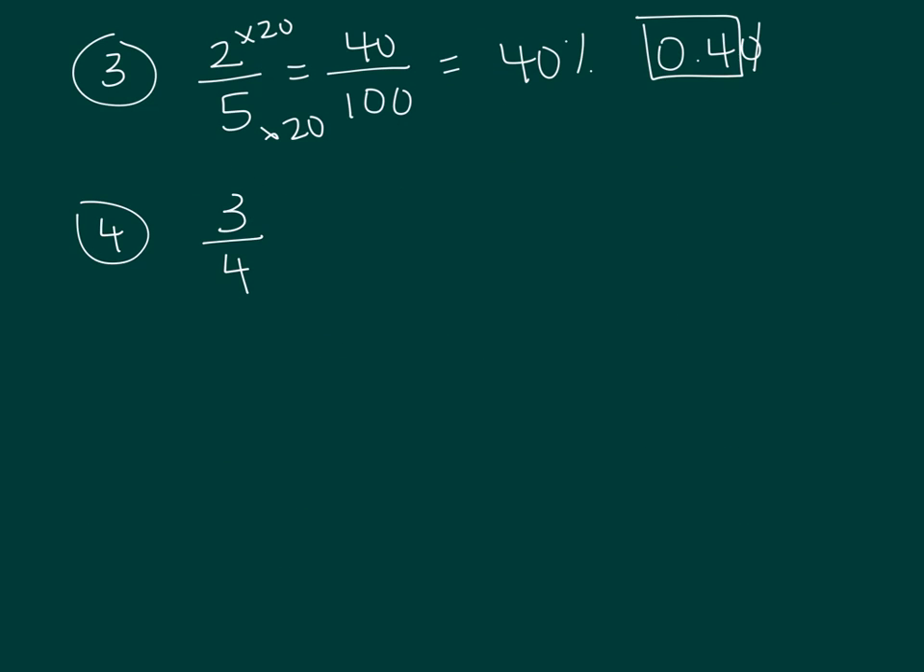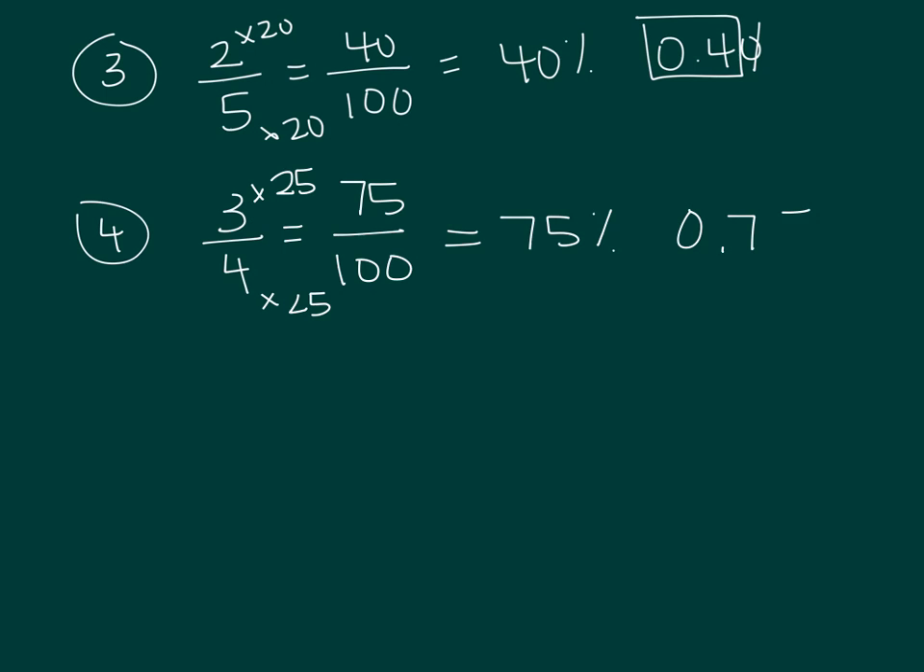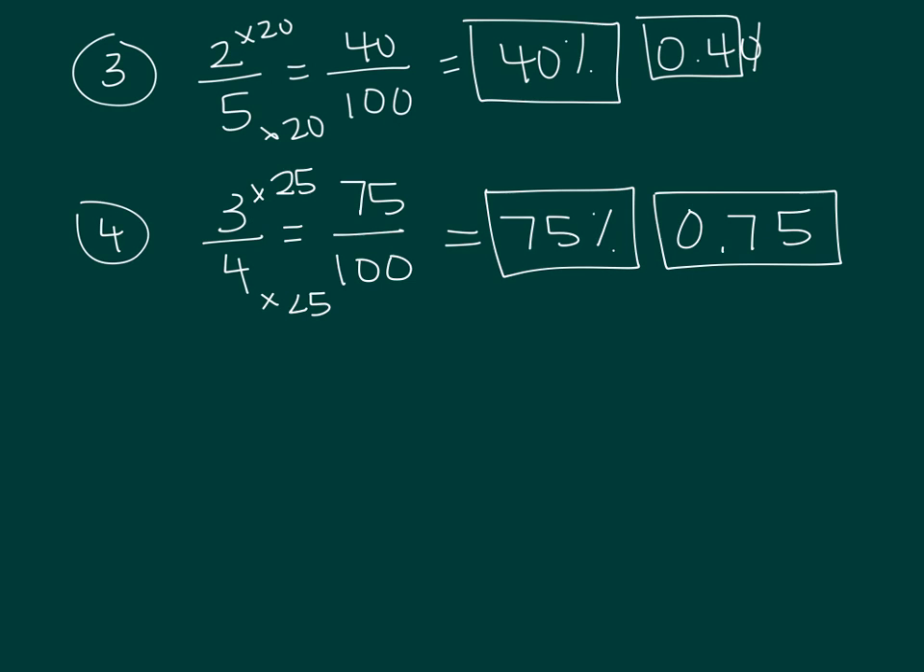Let's say we have 3/4. 4 goes evenly into 100, 25 times. And therefore, I would have to do 3 times 25 to get 75. This is one you should definitely memorize, that 3 out of 4 is 75%, which is 0.75. I'm really finding both of these answers here.